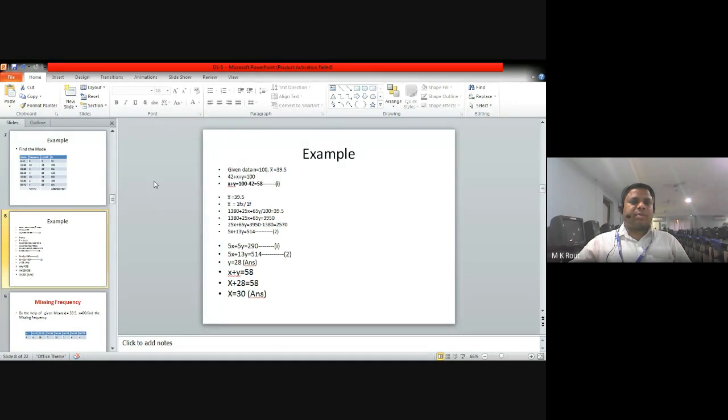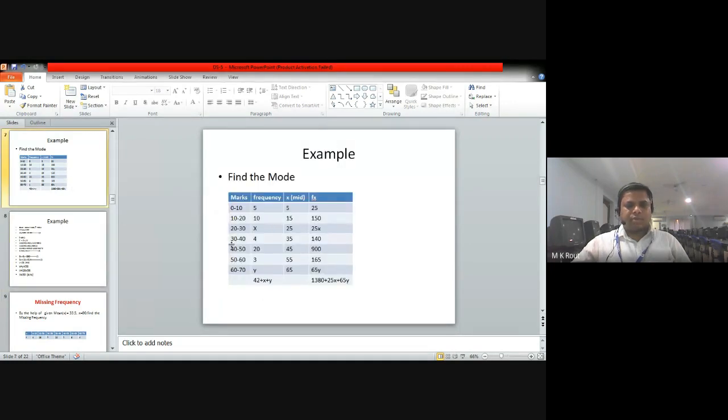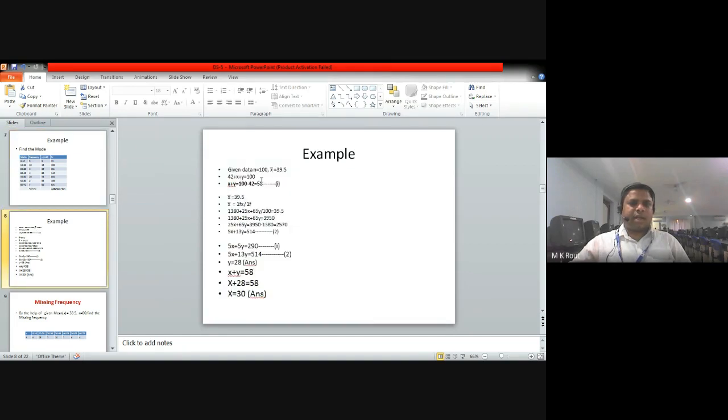As far as the previous table is concerned, the summation of frequency in case of a continuous series is known as the number of observations, summation of f is equal to n. In this case n is 100. That means summation of f from the table, 42 plus x plus y, equals 100. If you simplify, x plus y equals 100 minus 42, which is 58. This is equation 1.